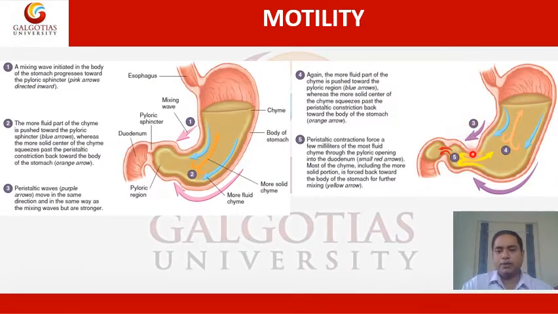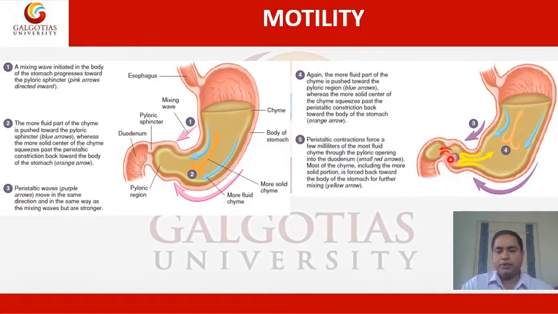Again, the more fluid part of the chyme is pushed toward the pyloric region, whereas the more solid center of the chyme squeezes past the peristaltic constriction back toward the body of the stomach. The peristaltic constriction forces a few millimeters of the most fluid chyme through the pyloric opening into the duodenum.